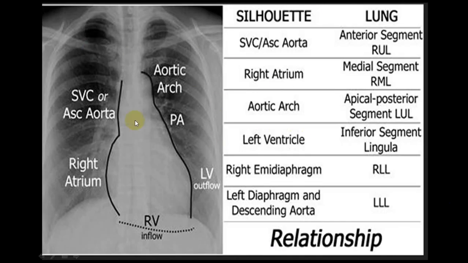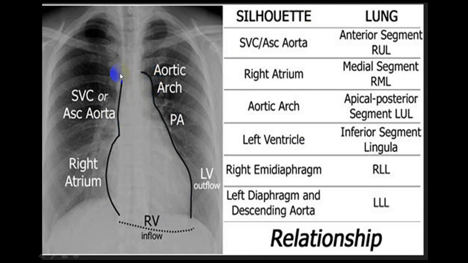Now, this is an additional same thing what we have mentioned here. This is a superior vena cava, ascending aorta, right atrium. This is a right ventricle margin. This is a left ventricle. Here will be left atrium. This is pulmonary artery, right hilum, left hilum, aortic pulmonary window. This is aortic arch. Is it clear?